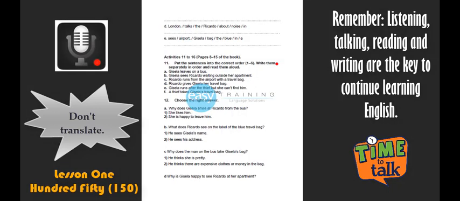In activity 11, you will put these sentences in the correct order. You write them separately. You will write them again. You will rewrite the sentences in the right order and read them aloud. Sentence A. Gisela lives on a bus.